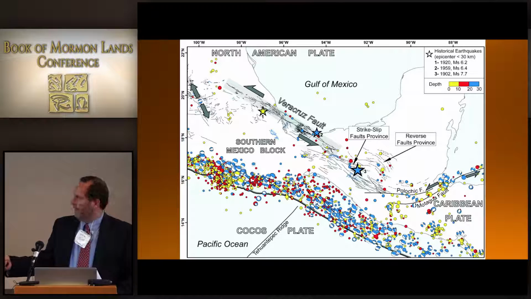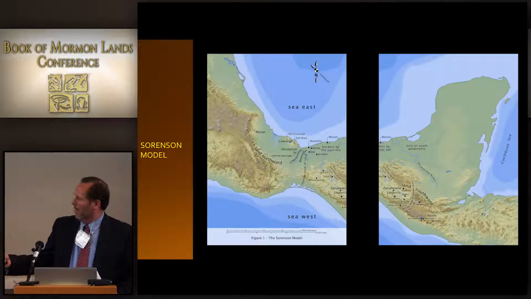And this is just the Sorensen model map. Many have probably already seen it, but you have the land northward here and your Veracruz fault systems there, land southward here, and you've got the other portions, the Matoga system, which is really just an offset of the Veracruz system.